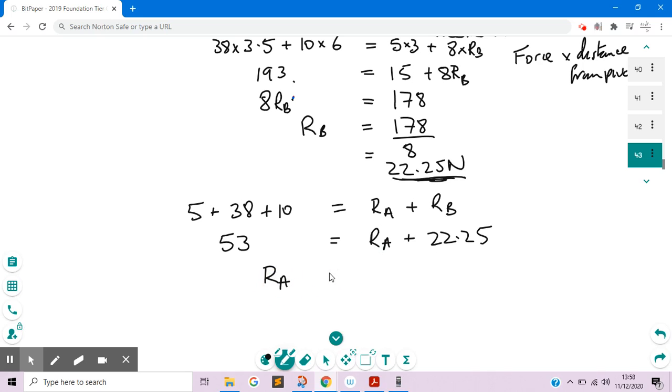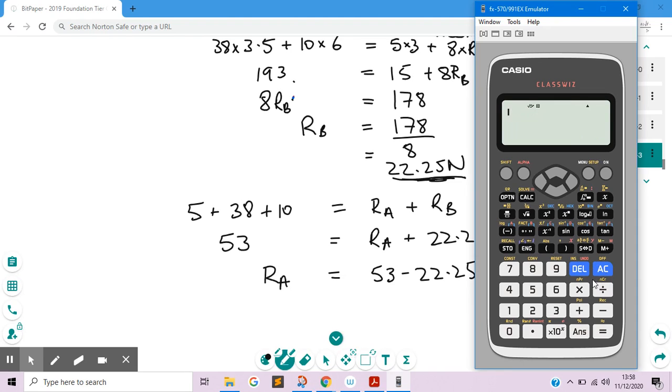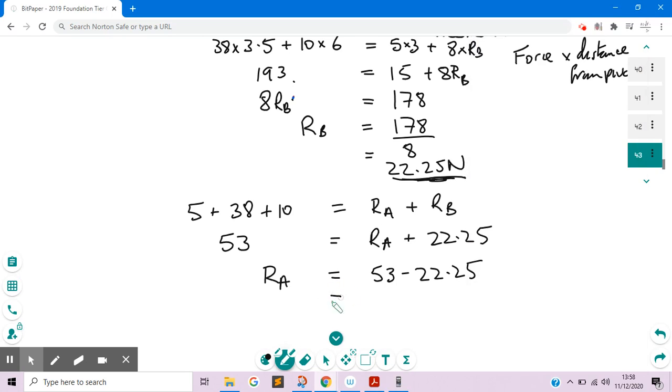We can now work out what RA is, because we can take away 22.25 from both sides. So RA, the reaction at point A, is going to be 53 minus 22.25. I'll just get a calculator again. 53 minus 22.25. And we get 30.75 newtons. And that's it. We've done it.